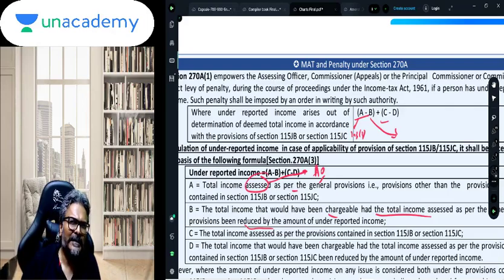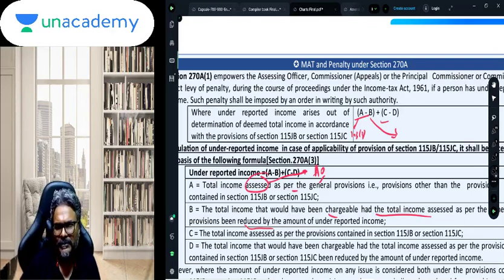Whereas C is the book profit which is assessed by the AO under 143, and D is the book profit without taking into account the underreporting. So the difference of C minus D is nothing but the underreporting in the book profit. So that too has to be added together, and that will be the total underreporting made by the company, on which you will apply the tax and consequently the penalty amount.